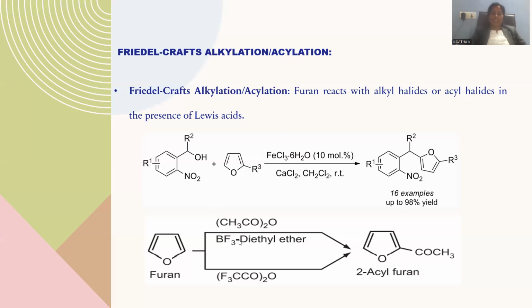Let me go for acylation. It proceeds as a Friedel-Crafts acylation, treating with acetic anhydride in the presence of the Lewis acid boron trifluoride, with diethyl ether as the organic solvent. In contrast, you may add trifluoroacetic anhydride. Both are acylating agents only, able to generate the acetyl product at position number 2 only. 2-acylfuran is generated as the final product. All these are part of Friedel-Crafts alkylation and acylation.